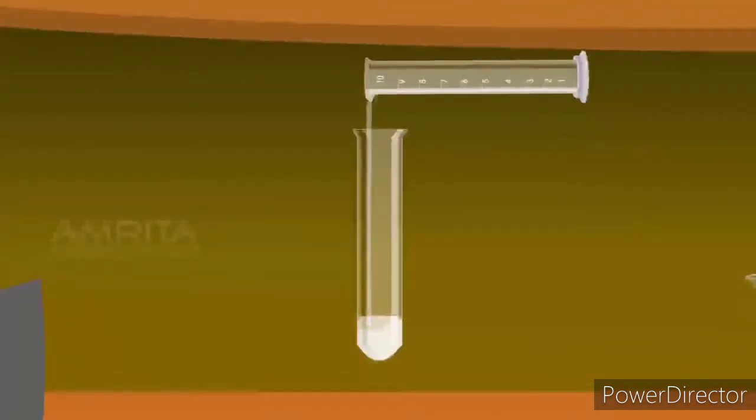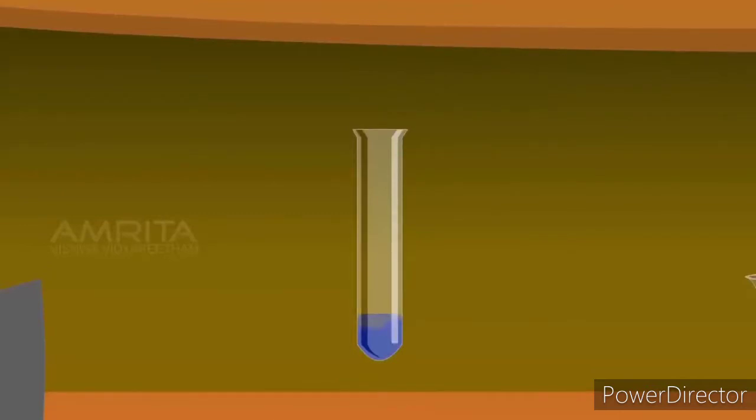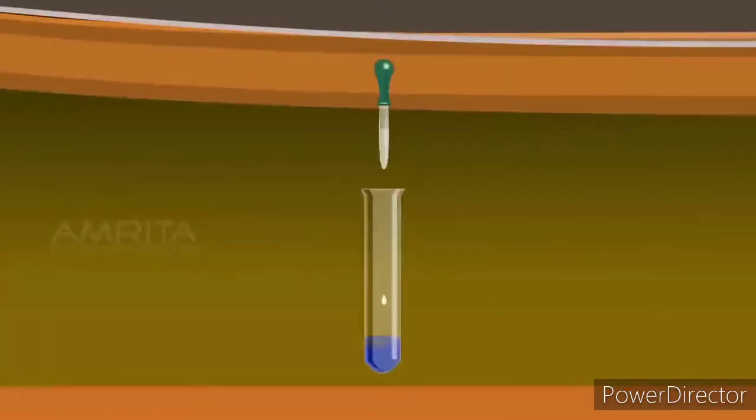Pour it into the tube. Phenol on reaction with sodium nitrite in the presence of concentrated sulfuric acid gives a deep blue or green colored product. Add water to it carefully. The blue or green color changes to red or brown color on treatment with water due to the formation of indophenol.